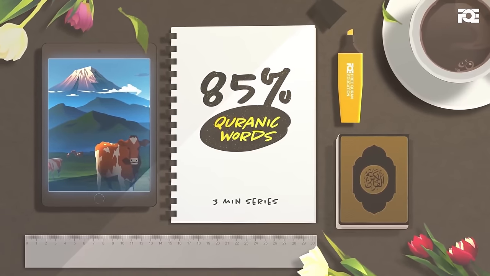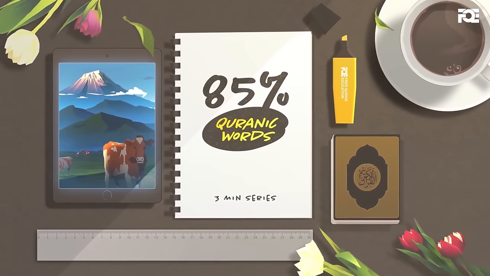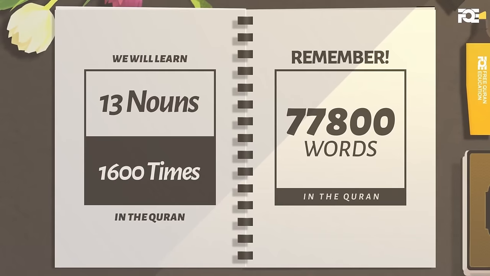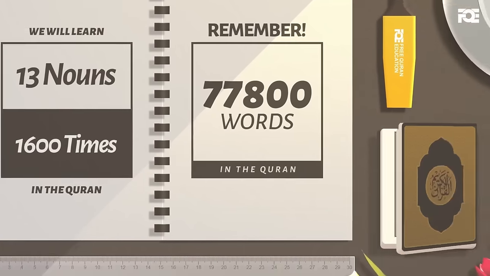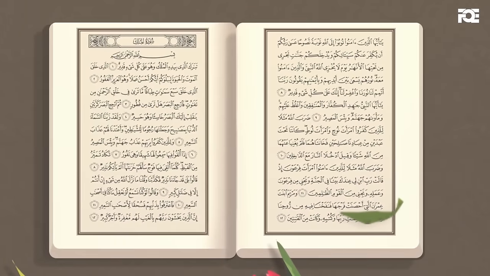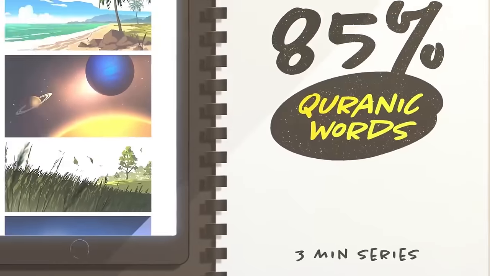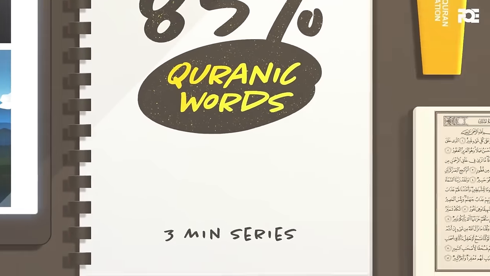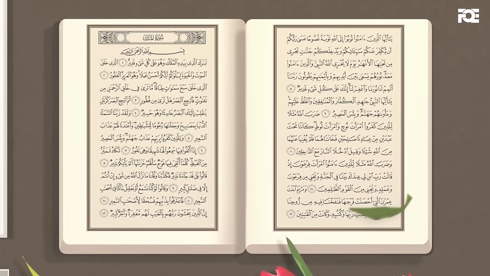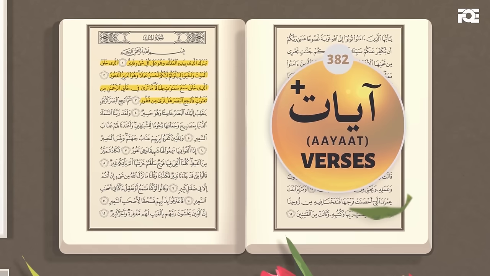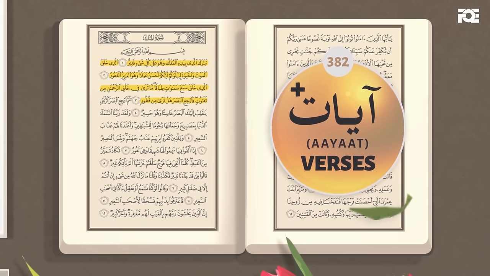Welcome to the 3-minute series on 85% of Quranic words. In this clip, we will learn just 13 nouns which occur in the Quran almost 1,600 times. Every sentence of the Quran is an ayah, that is, a verse. And every sign in the world is also an ayah. Around us, there are so many ayat. Ayah, ayat, verses or signs.